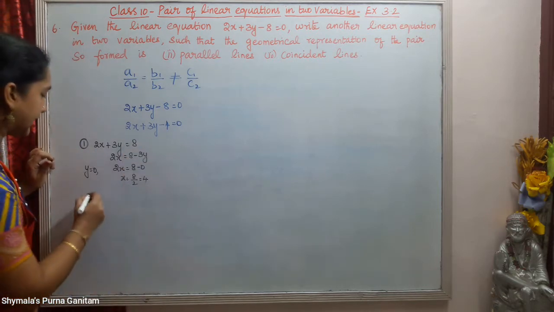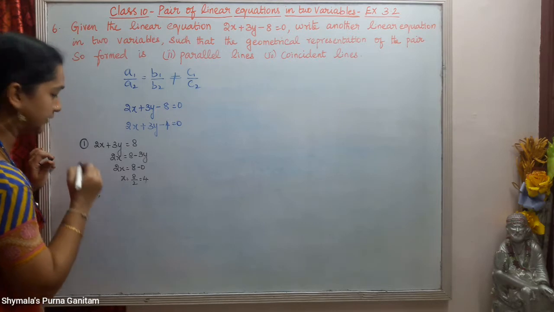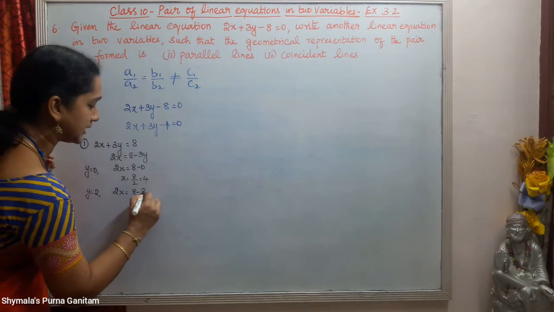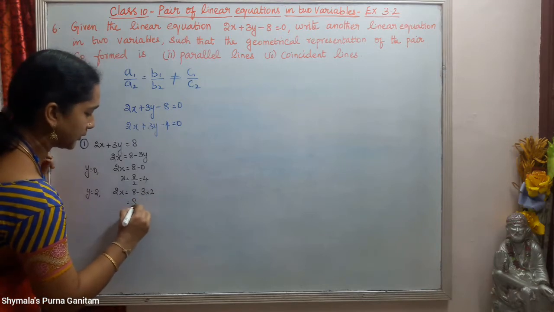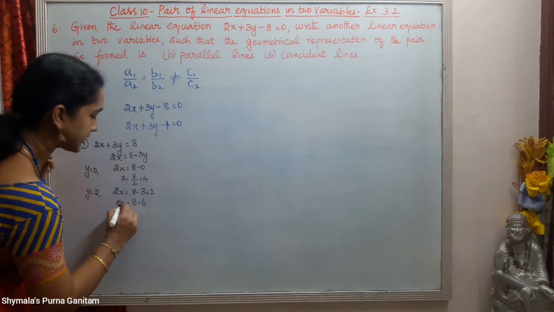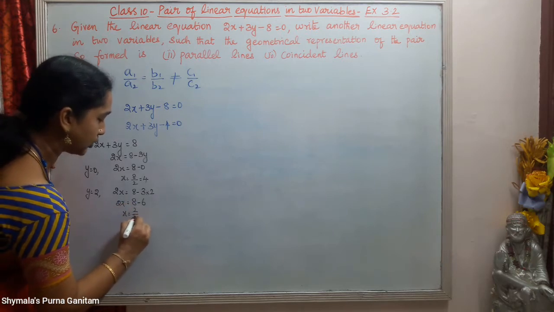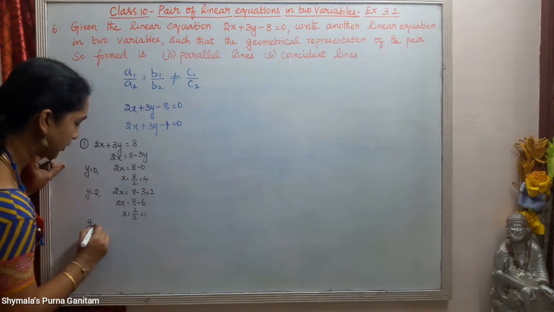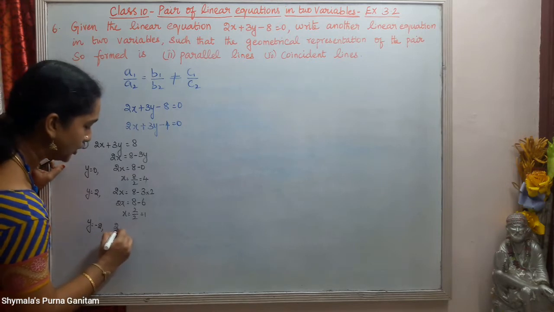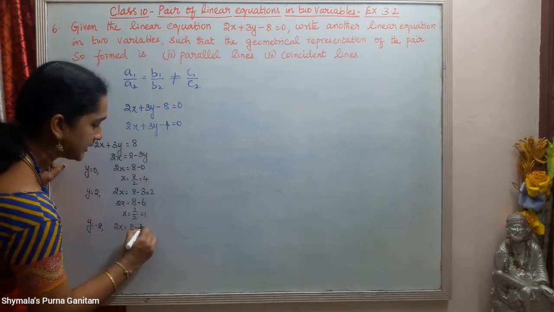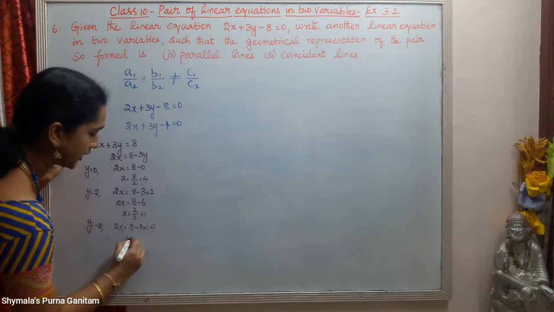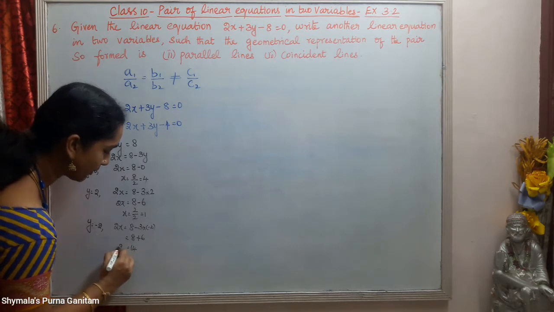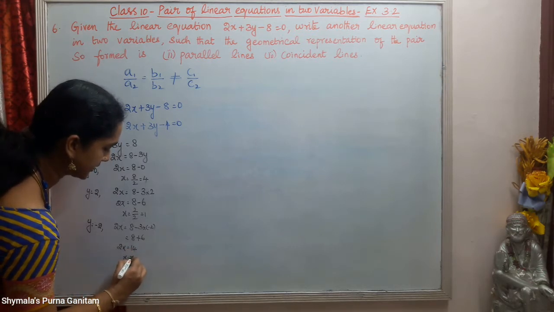Then I will take y is equal to 2, such that 2x is equal to 8 minus 3 into 2. So that is equal to 8 minus 6. So 2x is equal to 2, x is equal to 2 by 2. So I will get x value as 1. Then y is equal to minus 2. So 2x is equal to 8 minus 3 into minus 2. So I will get 8 plus 6, that is equal to 14. So my 2x is equal to 14. So x is equal to 7.